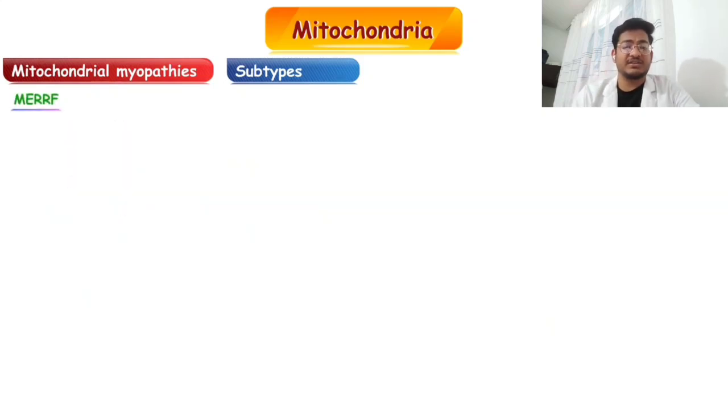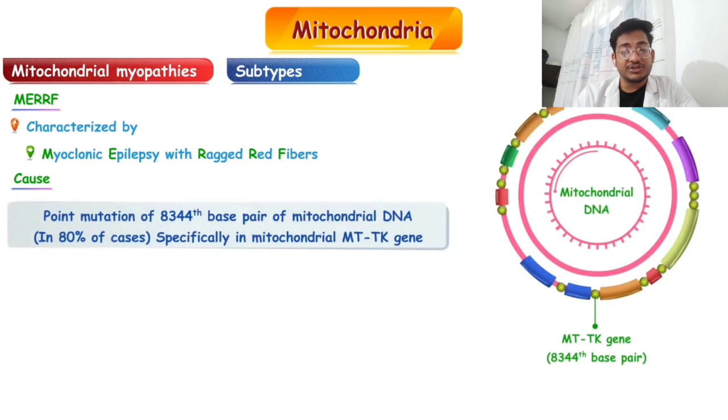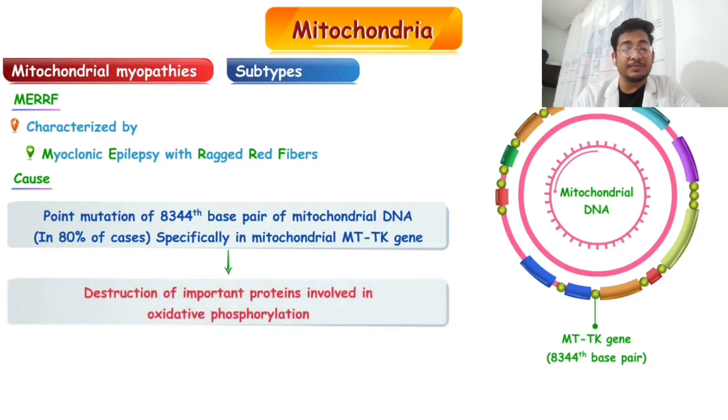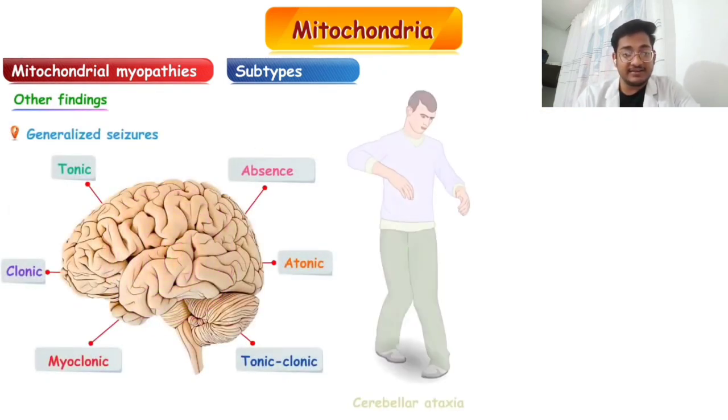Next, we have MERRF, characterized by myoclonic epilepsy and ragged red fibers. The cause of this is a point mutation at the 8344 base pair of mitochondrial DNA, specifically in the mitochondrial MTTK gene, that is destruction of import proteins involved in oxidative phosphorylation. Now we will see seizures, generalized seizures.